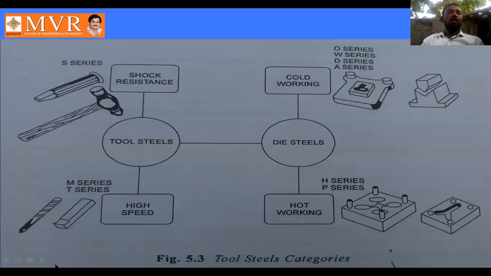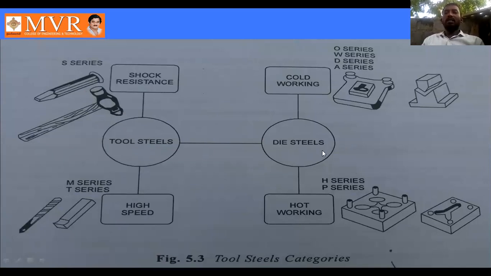So see here, some of the applications of tool steels and die steels. For tool steel, high speed steel we can use for M series and T series tools. Shock resistance: S series, for example hammers. These are the very hardest materials.